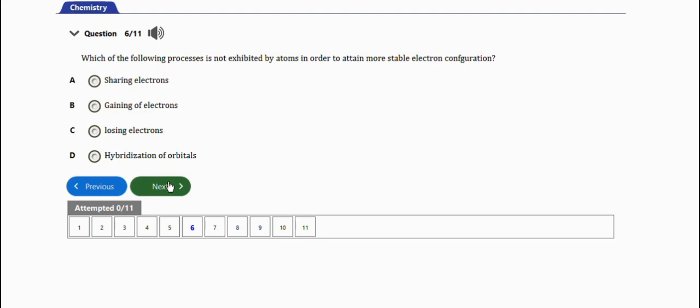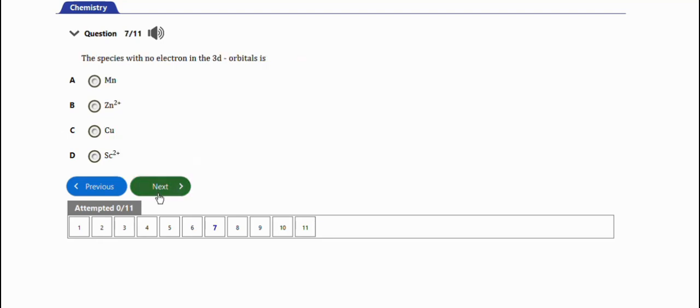The next question will be this one. It says which of the following processes is not exhibited by atoms in order to attain a more stable electron configuration? So the options are: sharing electrons is involved, gain of electrons is involved, losing electrons is involved. So the exception here is hybridization of atoms. Okay, next question, this one. It says the species with no electron in the 3d orbitals is, so the right option to this question is option D, which is scandium ion.